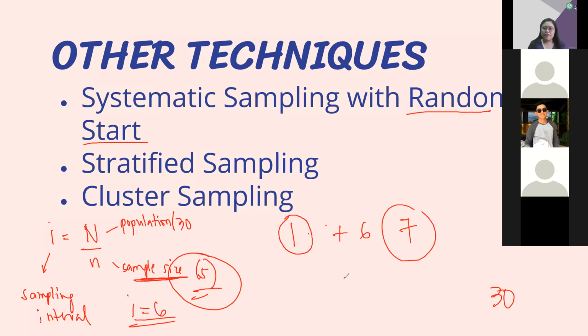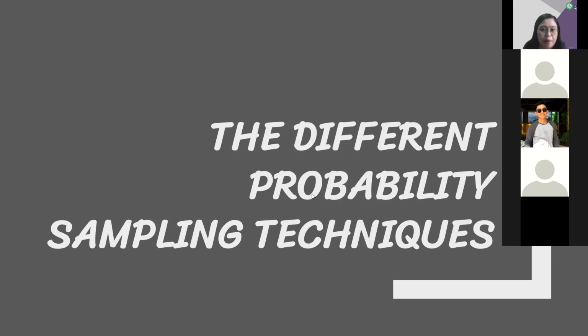So actually pwede ka mag-start sa 5. If you want to start with the 5th person, then mag-add ka ng sampling interval mo, example 6. So this is the first one. So 5 plus 6 is 11. So the person na na-assign doon sa number 11 will be your second sample and so on na yan, class. That's what we do with the systematic sampling with random start. So ito sila lahat ang tinatawag natin na probability sampling techniques. Okay? Questions?